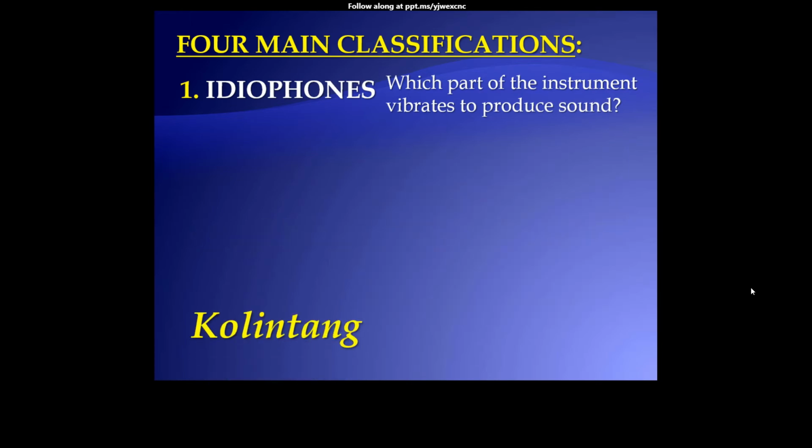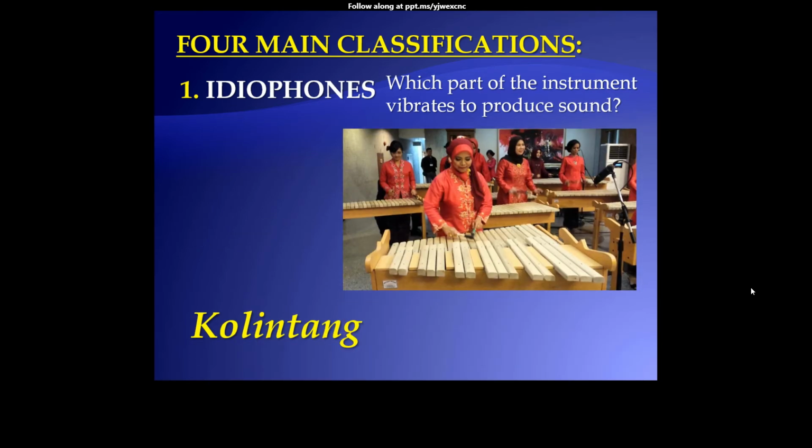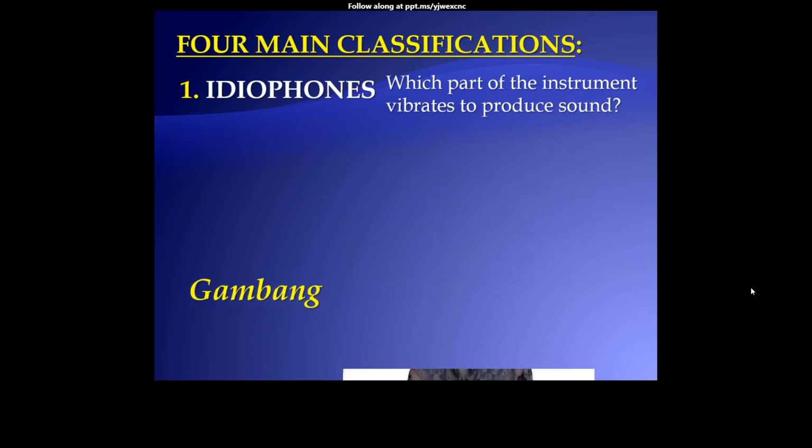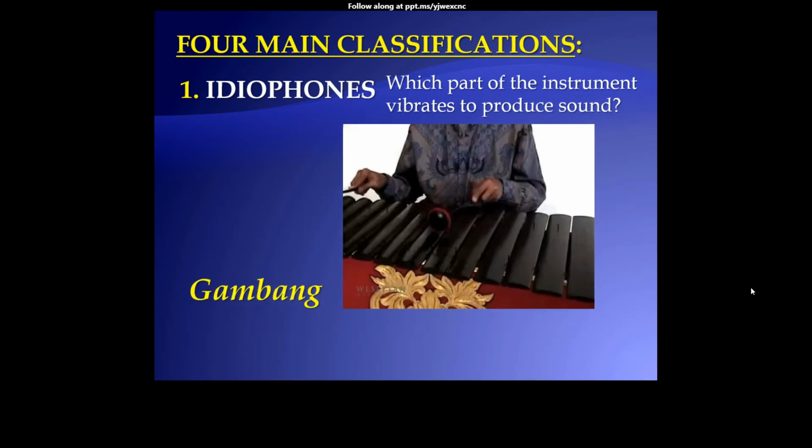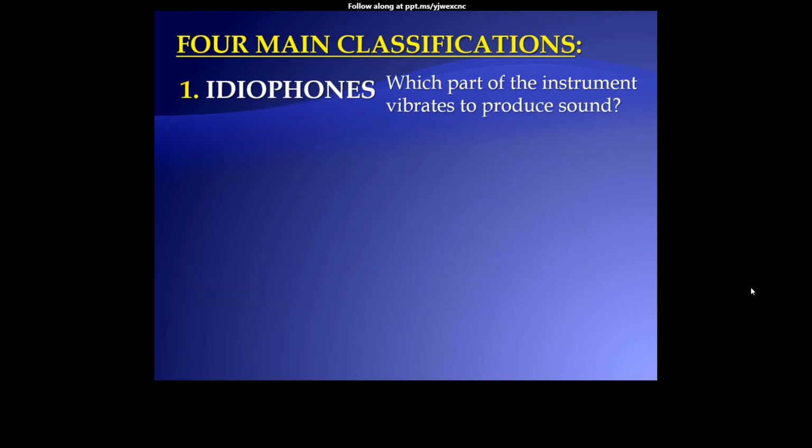And then the next instrument is kolintang. Kolintang is well known from Sulawesi. We can identify the people who play kolintang. And then the other one is gambang. Gambang is also an instrument from Java. Okay.